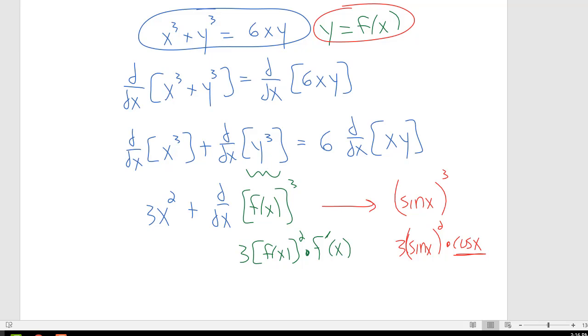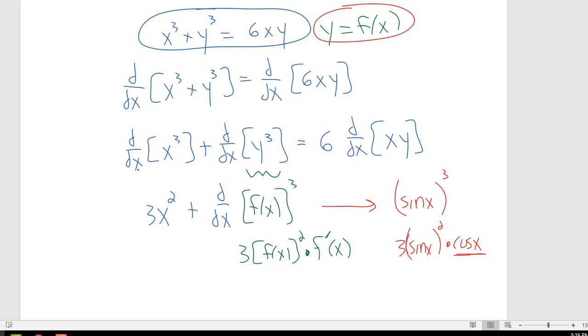Now I've gotten off track. I've gone on a tangent. Pun intended there, right? And I want to come back and finish this actual problem we were working on. So if I come back and look at this line here, we had the derivative of x cubed plus the derivative of y cubed equals 6 times the derivative of xy. So again, I'm going to point out to you real quick before I finish this.